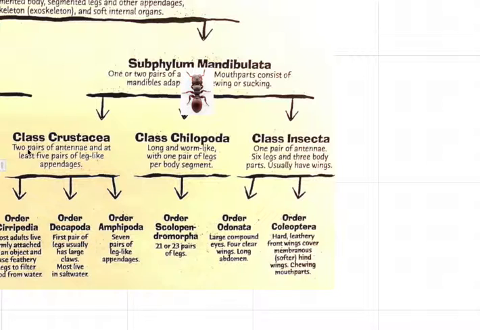Well, a crustacea would have two pairs of antennae and at least 5 pairs of leg-like appendages. We do not have 5 pairs of leg-like appendages, and we only have 1 pair of antennae, so it certainly is not a crustacea. A chilopoda would be a long and worm-like structure with 1 pair of legs, and again already I know that the ant has more than that. So we must be under insecta.